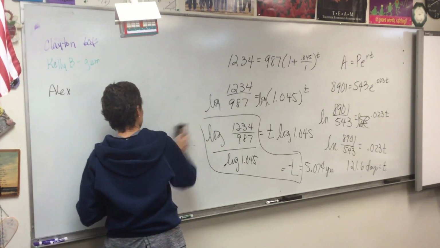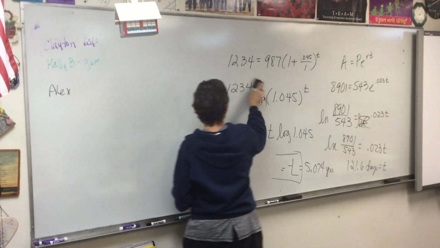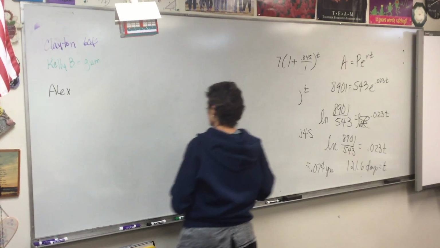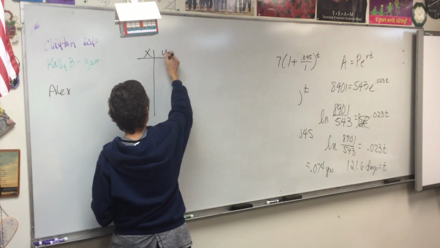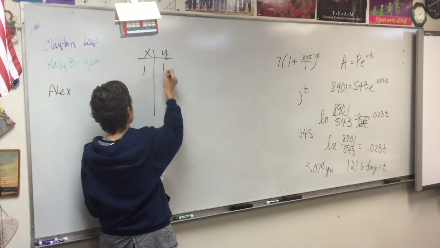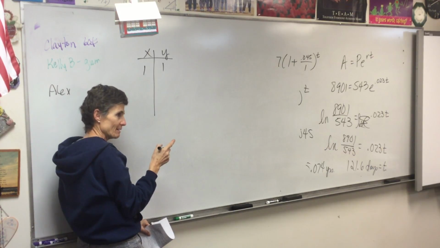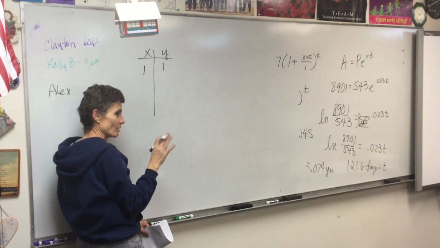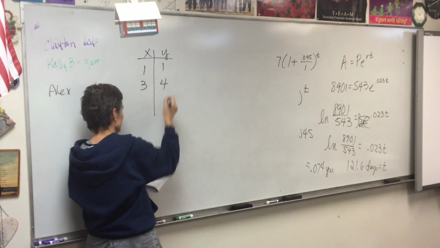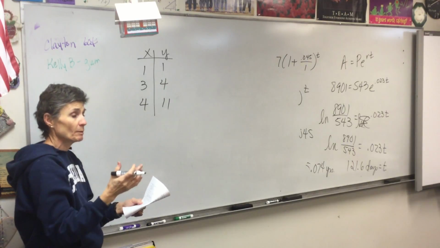I'm going to do a regression, which means I have to put data into my calculator, right? So what are the data points that are going into my calculator? What are my lists, my x's and y's? What's the first one? 1, 1. And then 3, 4. And 4, 11. And that's it. Those are the only points I'm going to put in.